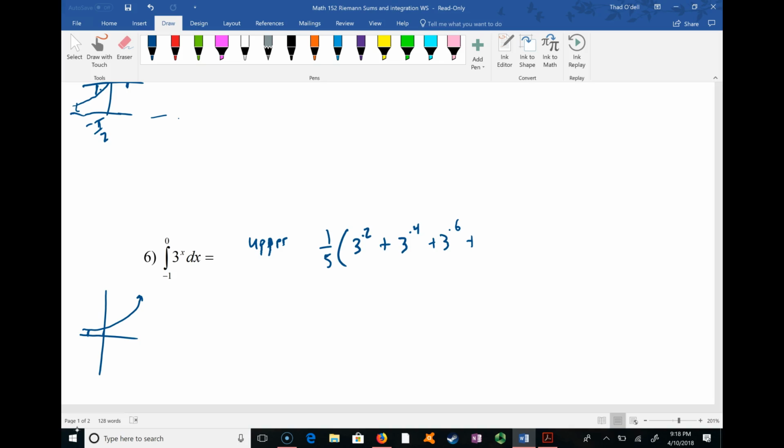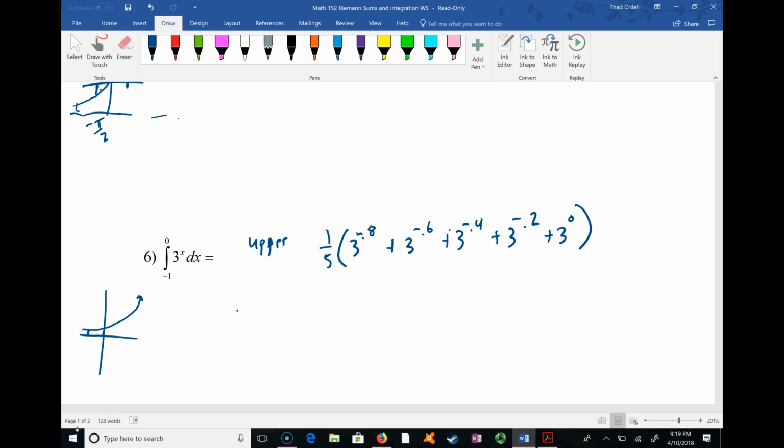Whoops, my bad. Those are supposed to be negatives. I messed that up. Okay, let's back up a second. Sorry. So the first one is going to be 2/5 to the right of -1. So that'd be 3 to the negative 0.8, because 1/5 is 0.2. Plus 3 to the negative 0.6, plus 3 to the negative 0.4, plus 3 to the negative 0.2, and plus 3 to the 0.